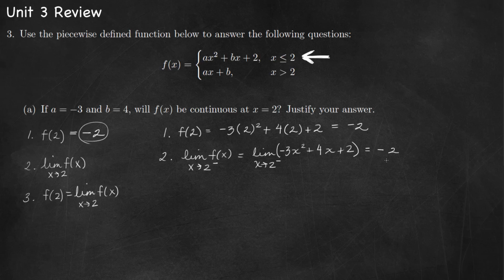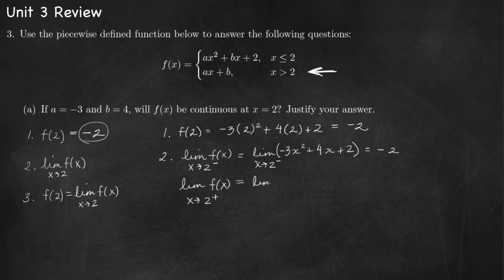But that's just our left-hand limit. That's not our two-sided limit. So now we want to find the limit of f of x as x approaches 2 from the right-hand side. And when I'm approaching from the right-hand side, now I'm not in that top piece because on the right-hand side of 2, our numbers are actually larger than 2. So now we're in this bottom piece.